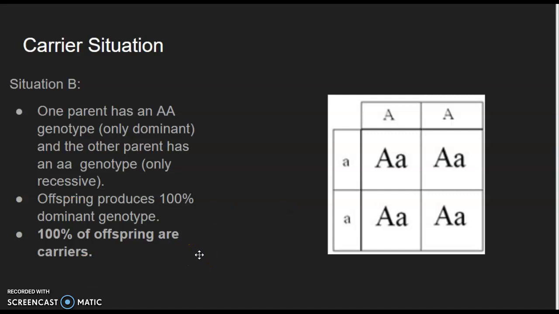Carrier situation B. One parent has a double large A genotype, only dominant, and the other parent has a double small a genotype, only recessive. Offspring produces 100% dominant genotype. 100% of the offspring are carriers.